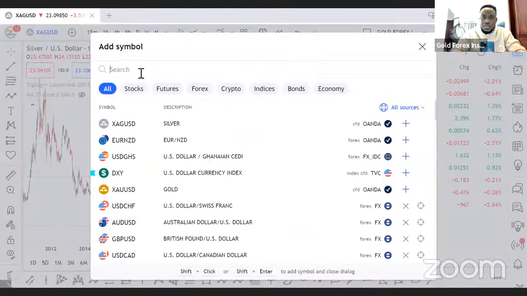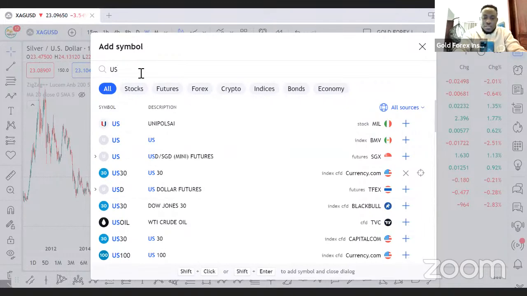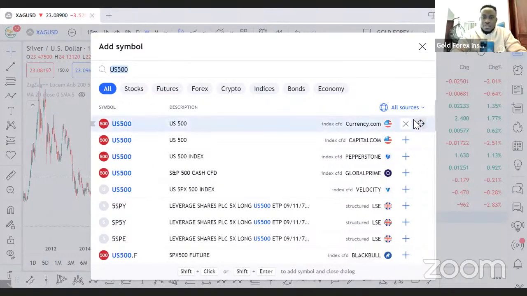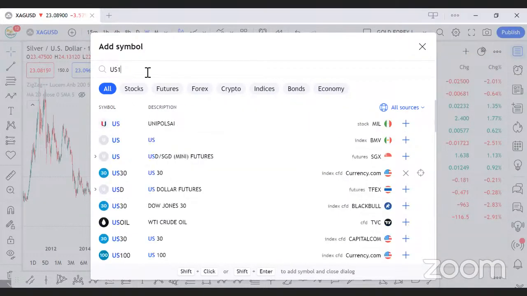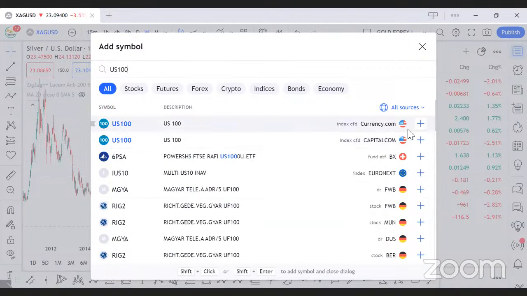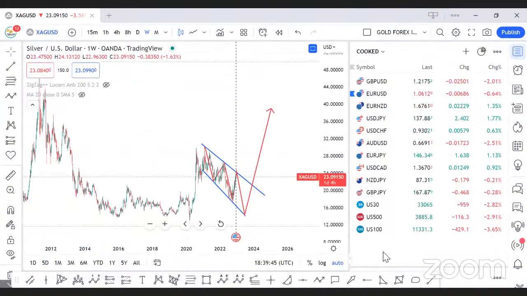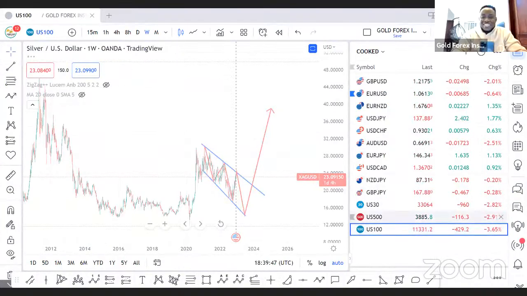Then we'll also look at, let's look at US 500 to have the same thing. Then US 100. Nice. The South African boys, that's their favorite play. Nasdaq.